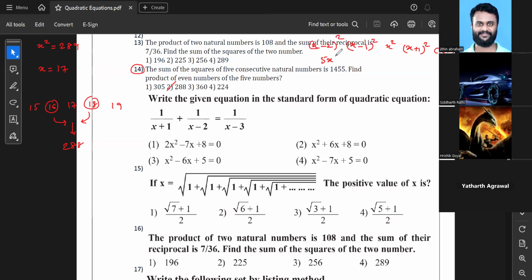Actually, I wasn't there, so that's why. Okay, just 10 minutes before we solved. After solving this, after adding, you must get 1455. So that gives you 5x square plus 10 is equal to 1455. That gave you x square is equal to 289 and hence x equal to 70.